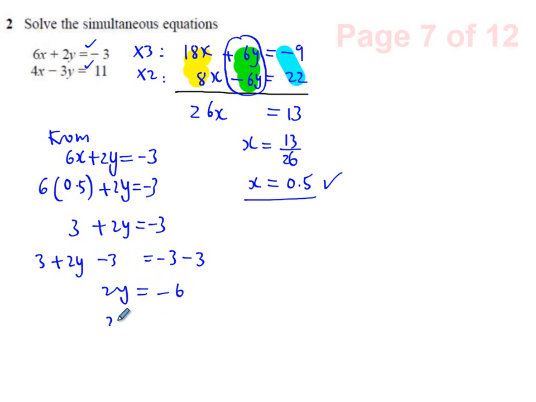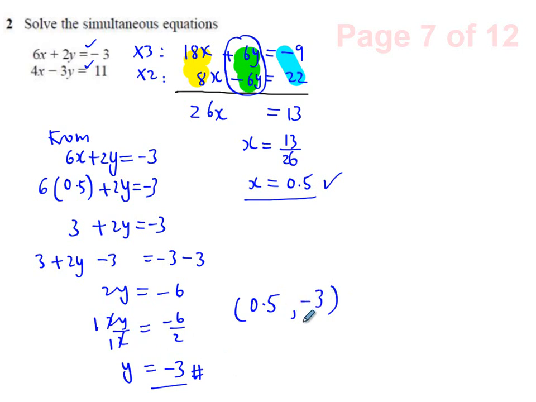How do I find y? Divide by 2, both sides. So it gives you y, because 2 and 2 cancel down to 1. 1 times y is y. And that is minus 3. And you know that this is an intersection between two lines. And the coordinates are 0.5, minus 3.